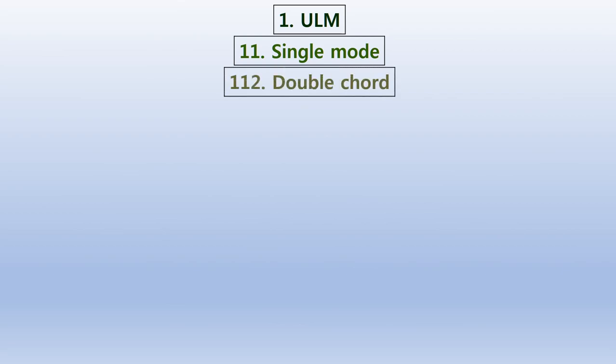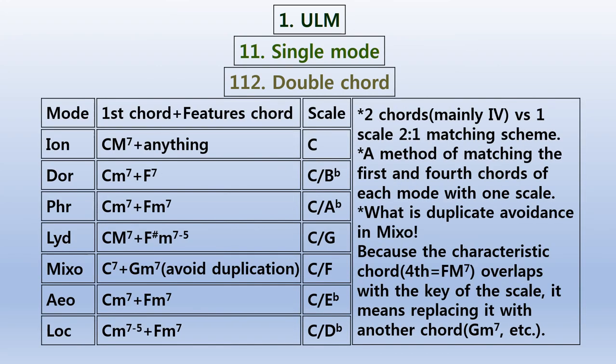Next, look at the double chord method in the second small structure of the upward line method single mode. It is a 2-to-1 matching method of two chords versus one scale by adding one more characteristic chord, mainly the subdominant chord, to the main chord method. In other words, it is a method of matching the first and fourth chords of each mode to one scale. However, in Mixolydian, if the fourth chord F overlaps with the scale key, there is a duplication avoidance of replacing it with another chord.